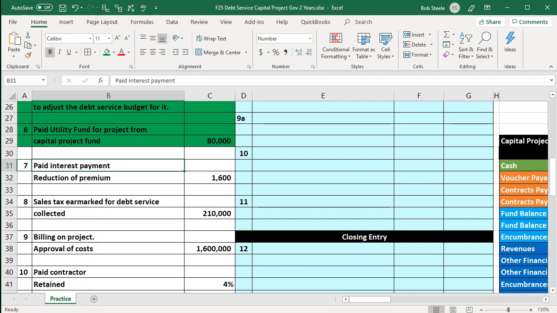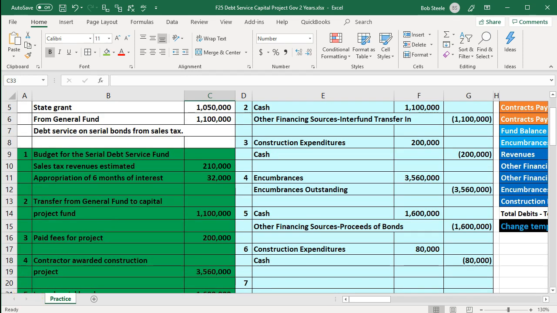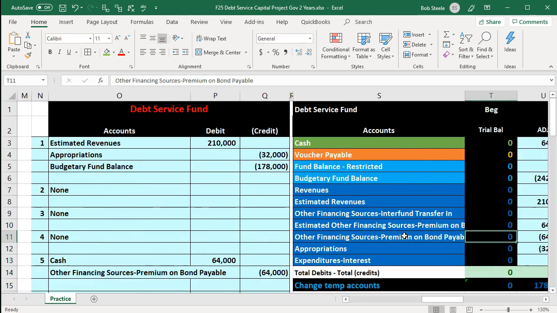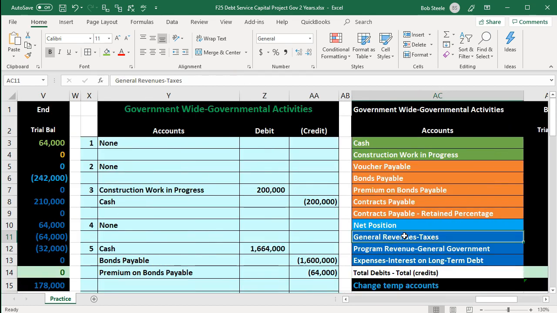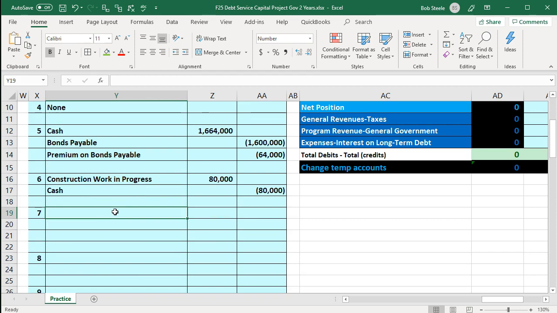So number 7. 7 says that we paid interest and then we have the reduction of the premium. This is going to be on the bonds up top. So we've got the bonds up top here. So we're going to be paying the interest at the 4% semi-annual. Let's first think about the government-wide activities because that's going to be on the accrual basis. So we're going to go over to the government-wide activity. That's going to be in column Y. We're going to be down here in number 7.